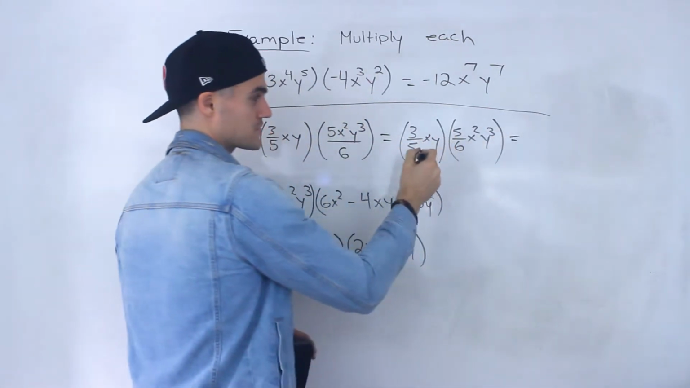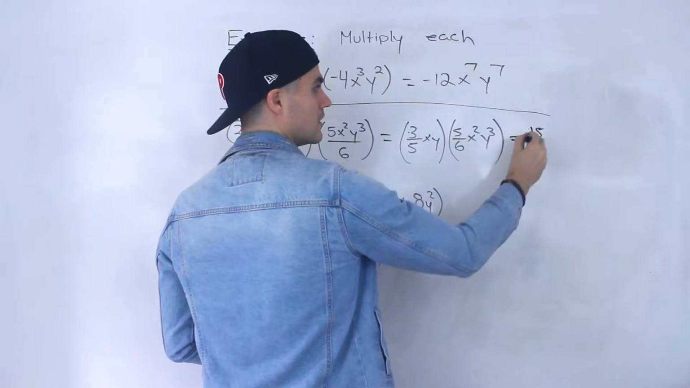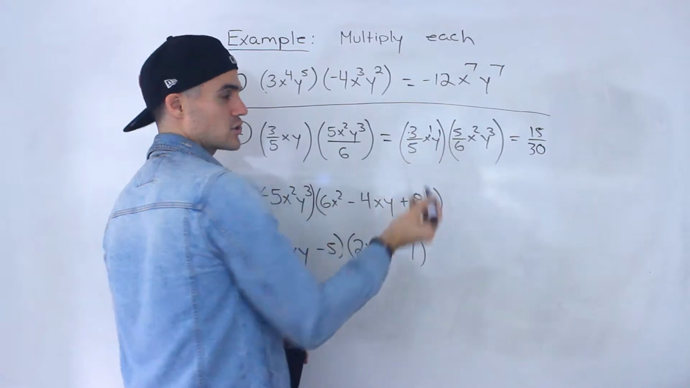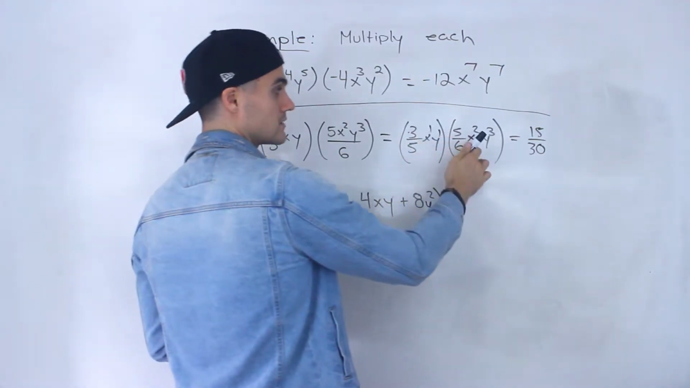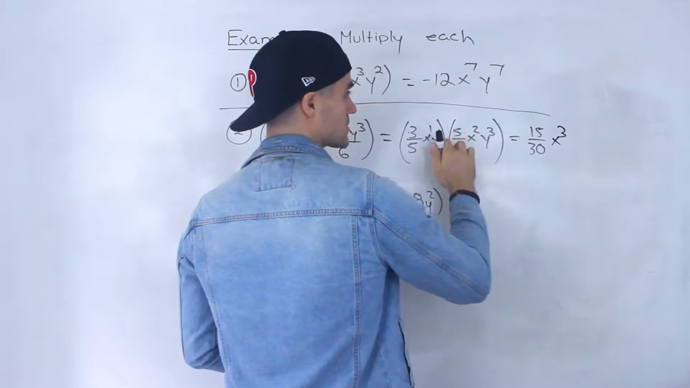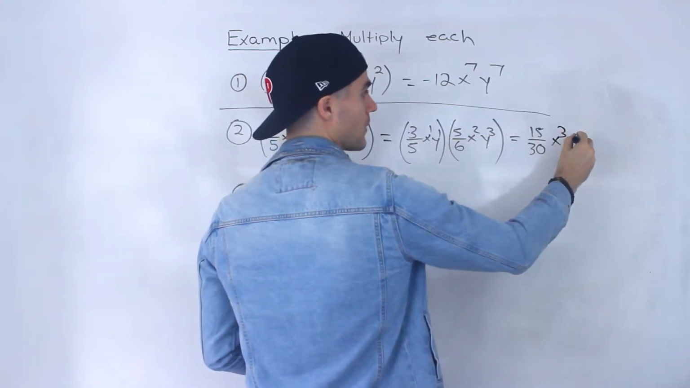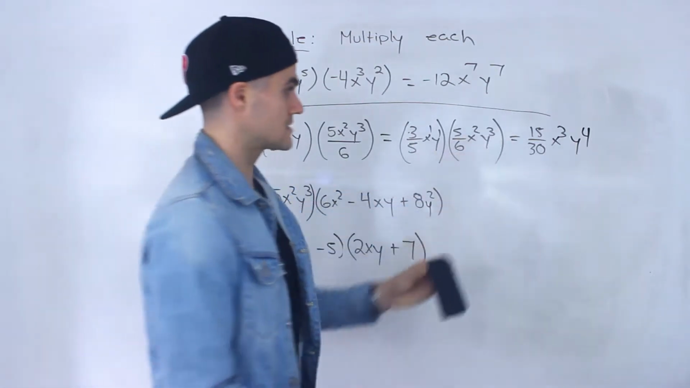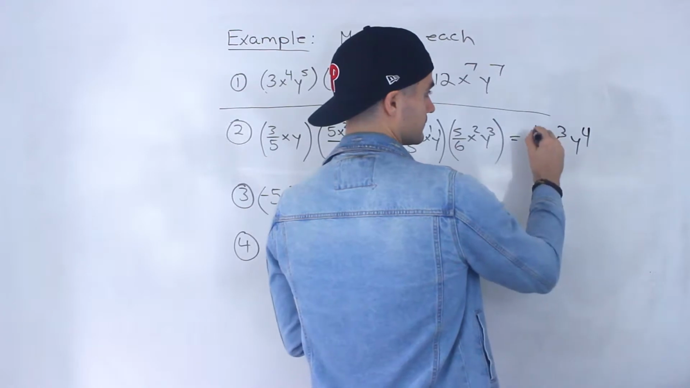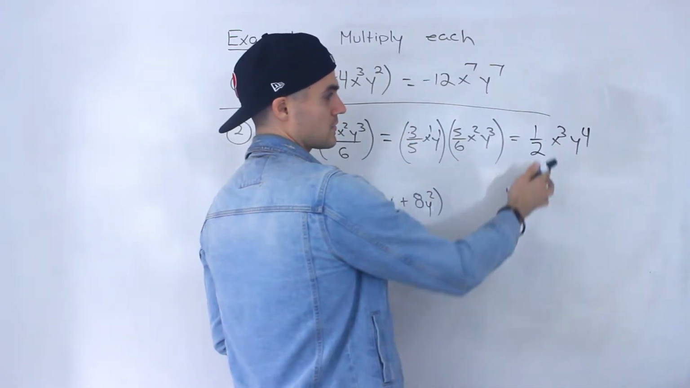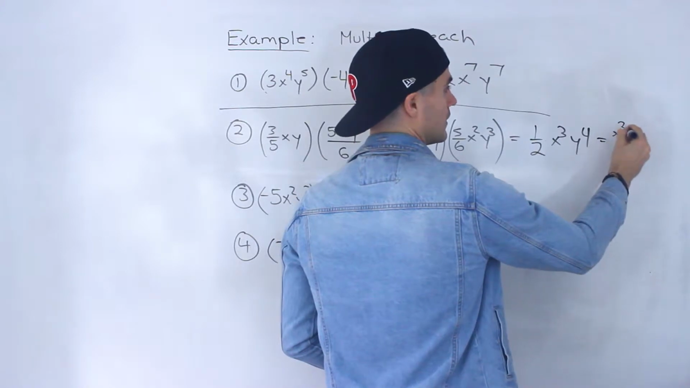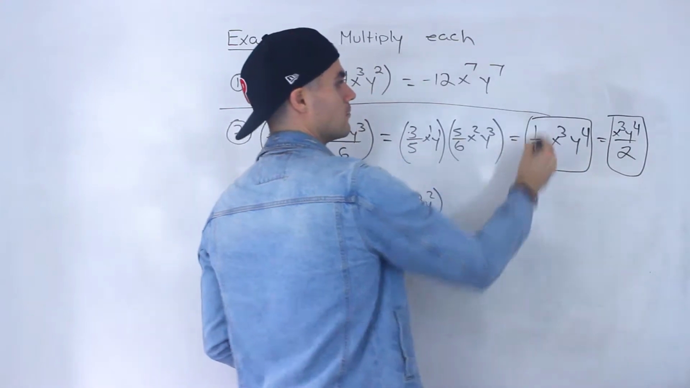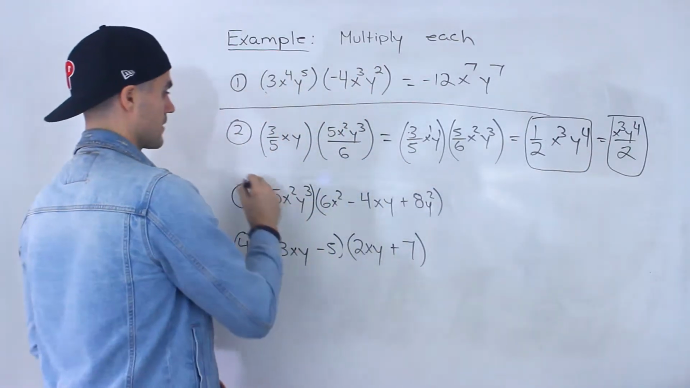So 3 over 5 times 5 over 6, 3 times 5, 15. 6 times 5 is 30. X times x squared, there's like imaginary ones there. So it's like x1 times x2, that would be x3. Add the exponents. Y1 times y3 would be y4. And then notice that this 15 over 30 can simplify to 1 over 2. Right, so that's the final answer, and maybe a different format you could put it in is like that. So either this or that, both of those are the exact same thing.